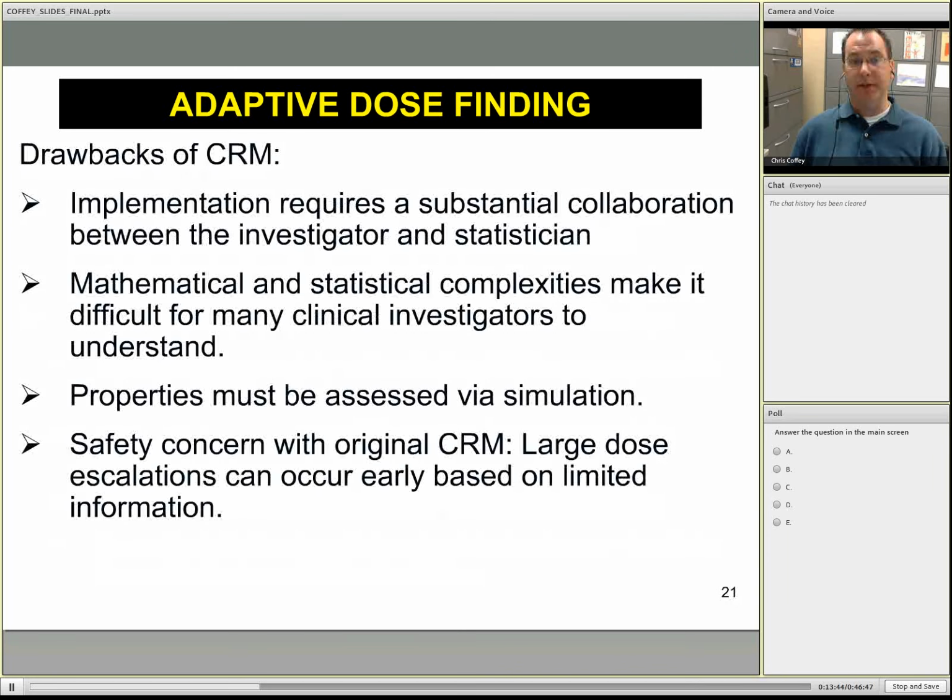There are drawbacks to the CRM, the biggest being you have this statistical model that has to be refit using Bayesian methods, so there needs to be a much more substantial collaboration between investigator and a statistician. Any clinician with a basic understanding of the 3+3 can run one of those with really minimal involvement of a statistician. With the CRM, you really need a statistician to be involved in the study team and more involved in the day-to-day activities of the study. The properties really need to be assessed by a simulation that can be done. That holds for the 3+3 too, but it's more of an issue with the CRM.